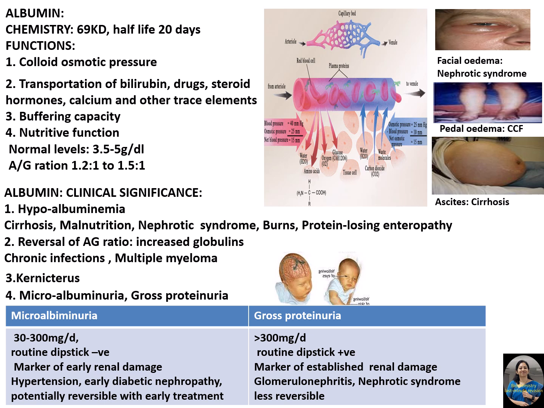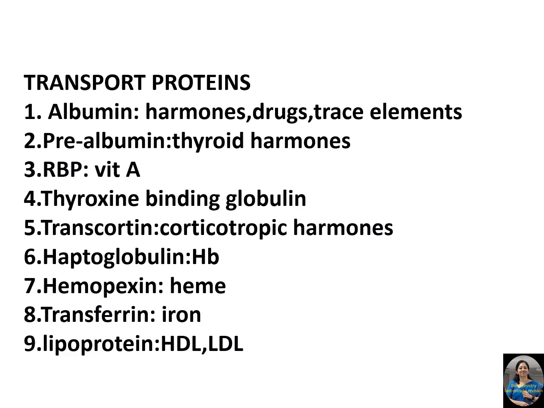Microalbuminuria is a marker or indicator of early renal damage, whereas gross proteinuria indicates established renal damage. Now the conditions where we get to see microalbumin excreted in urine are hypertension and early diabetic nephropathy. The conditions where gross proteinuria is seen are glomerulonephritis and nephrotic syndrome. One good part about microalbuminuria is that it is reversible with early treatment. Gross proteinuria mainly indicates established renal damage, so the condition is less reversible. So this was all albumin.